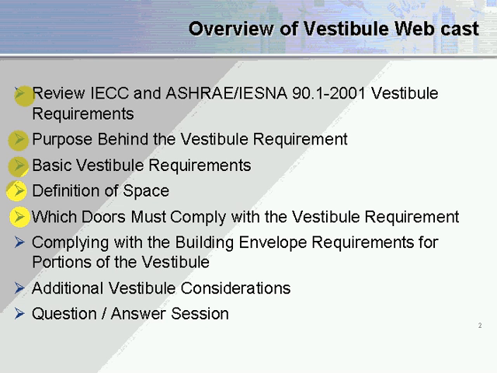We'll look at which doors must comply with the vestibule requirement. Then we'll look at a couple of examples of complying with the building envelope requirements for portions of the vestibule to try to clarify what parts of the building have to comply with the envelope requirements and which parts are exempt. Following that, we'll look at additional vestibule considerations that primarily deal with the International Building Code, and at the tail end of the session today, we will have time for questions and answers.